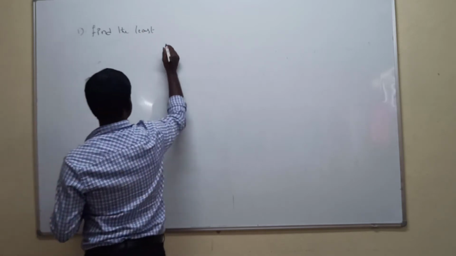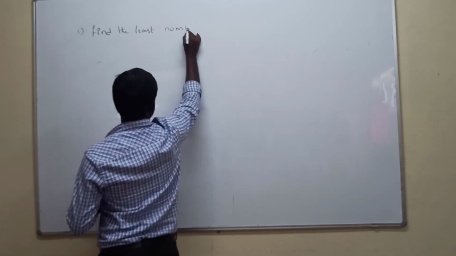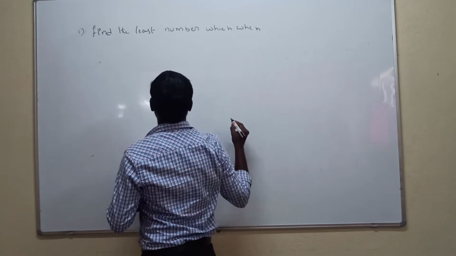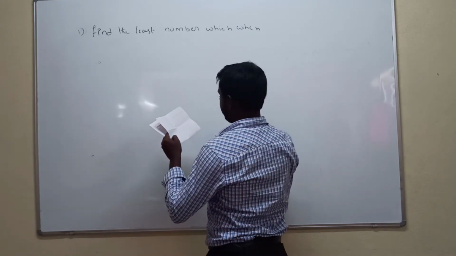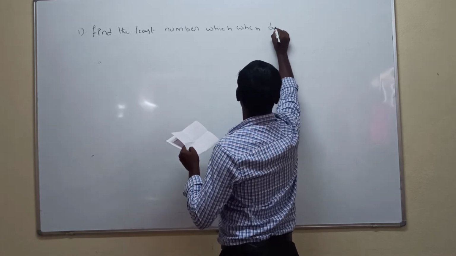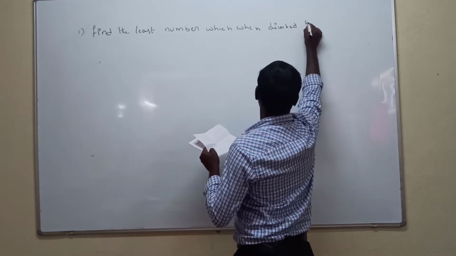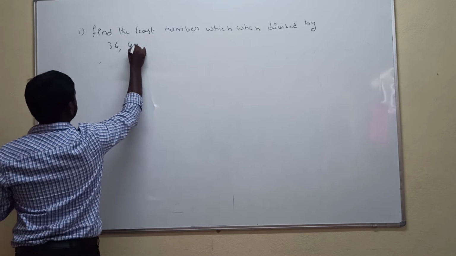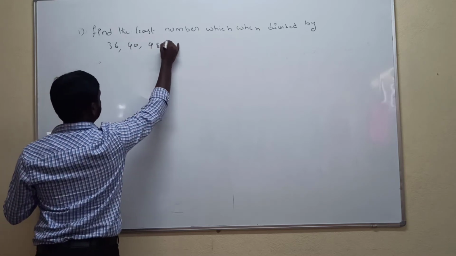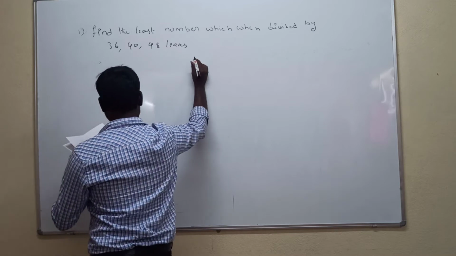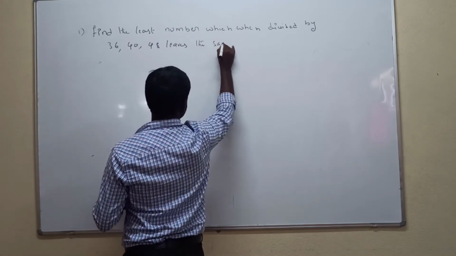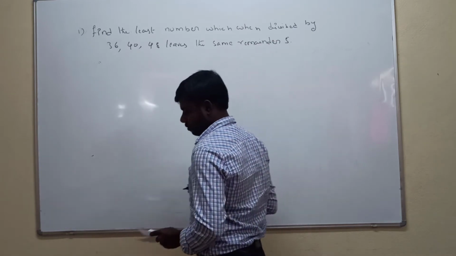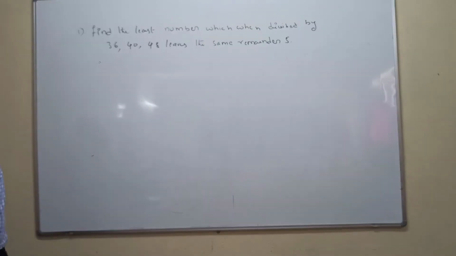Find the least number which when divided by 36, 40, 48 leaves the same remainder 5. So read the question. What are they given?